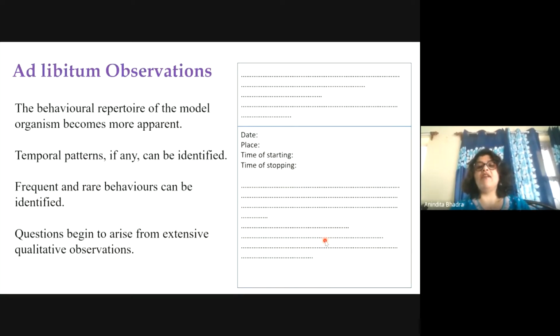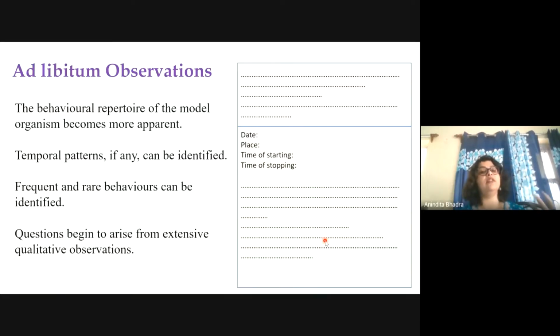So why are we doing this? Because we get to cover the behavioral repertoire of the model system. Gradually, patterns start to emerge. It could be temporal patterns. For example, I get to see that this animal is more active during a certain time of the day or night, or this animal seems to go to look for food at certain time of the day. There could be seasonal variations in behavior which become apparent to us depending on how long you're doing your ad libitum observations. We get to identify behaviors which are very frequent, some behaviors which are rare.